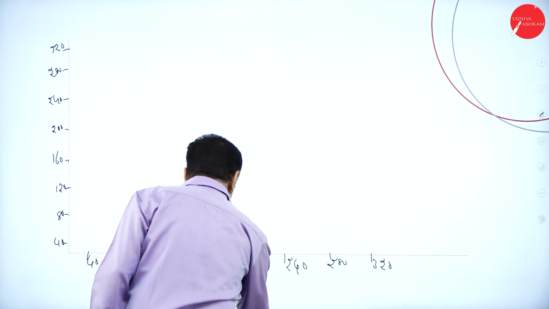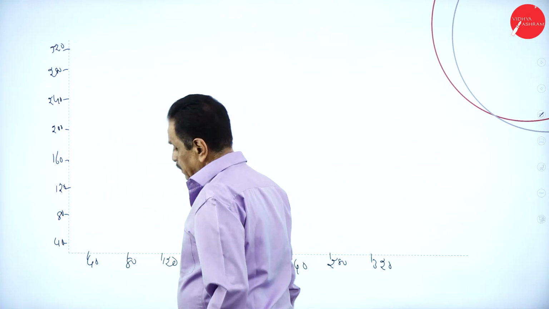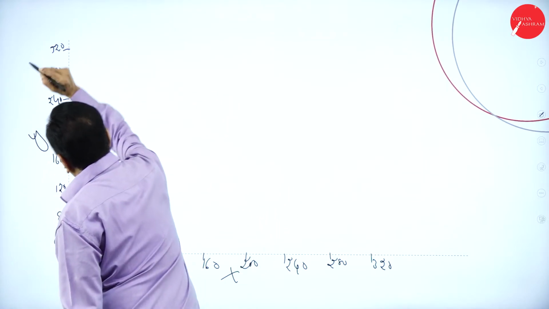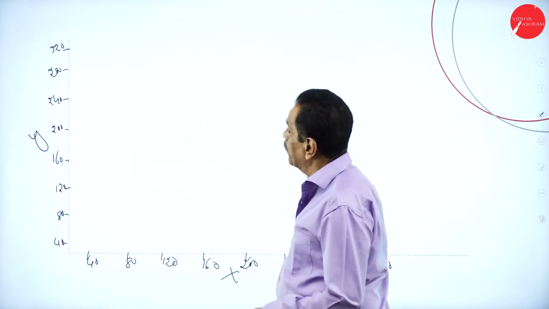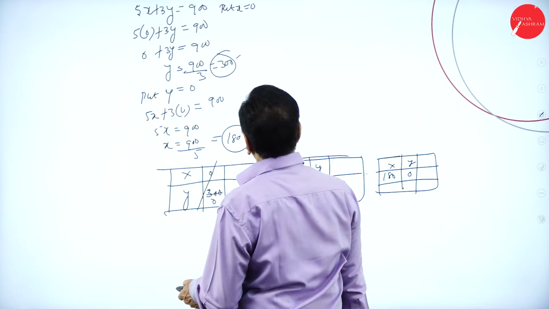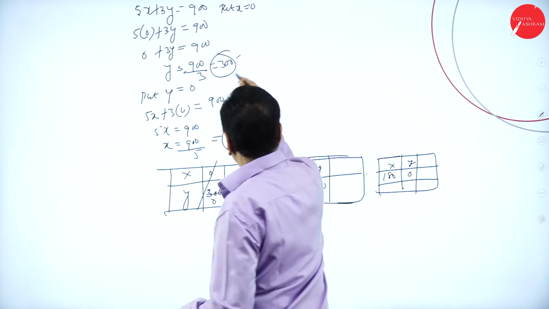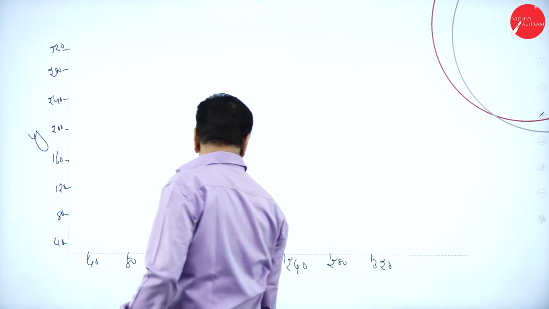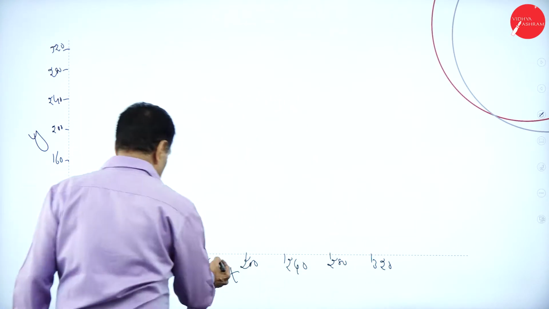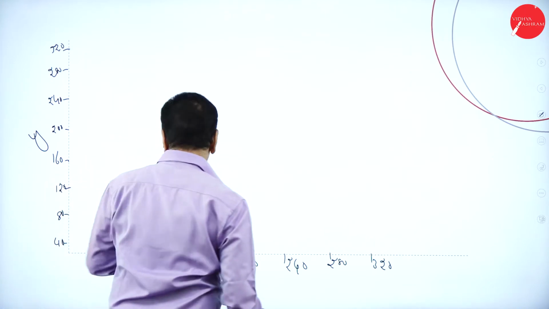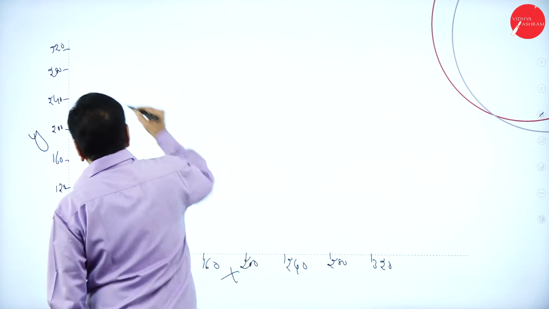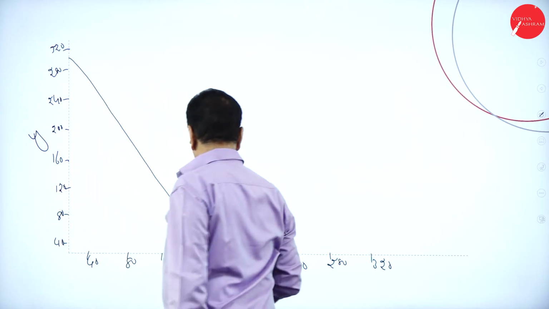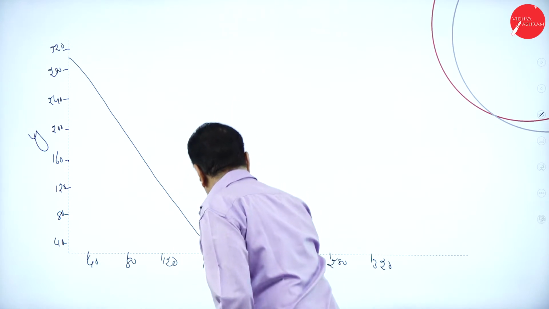This is your axes. This is the X value, X. This is Y. We'll go with one by one. What is the first equation? In the first equation, you have got Y 300, X 180. 300 to 180. You call this as R.